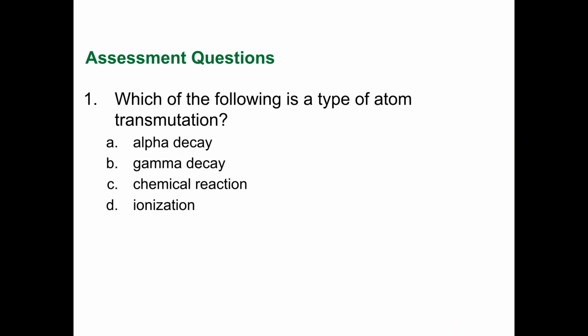So which of the following is a type of atom transmutation? A, alpha decay. Remember, the alpha particles can collide into something. It changes the element. If you don't remember, an alpha particle is 2 neutrons and 2 protons. So if you inject that into an element, because the element wants to remain in a state of equilibrium, it will eventually decay and kick those extra parts out.